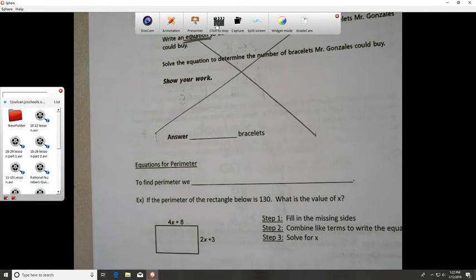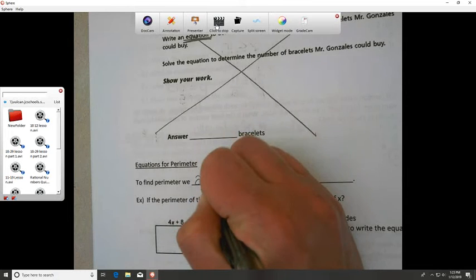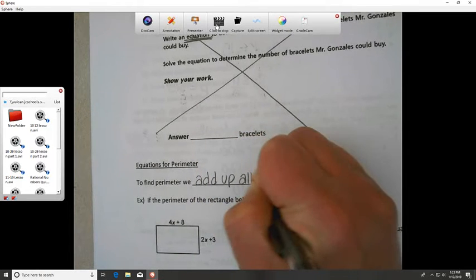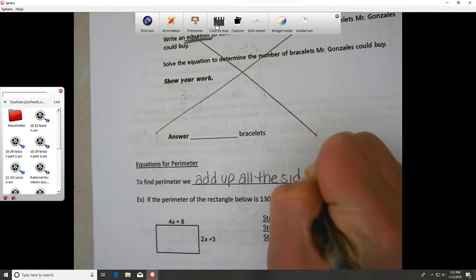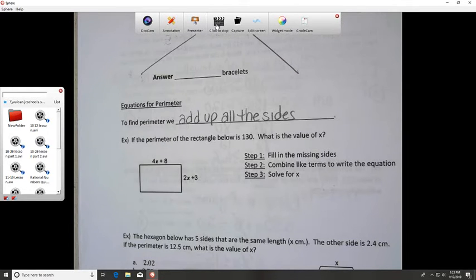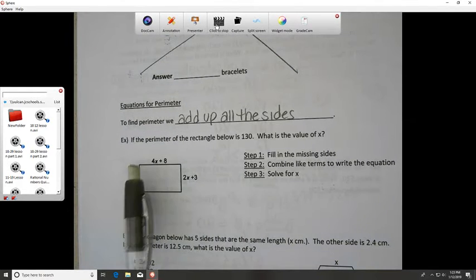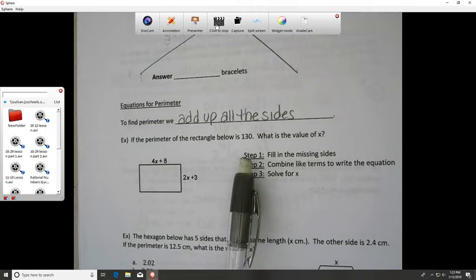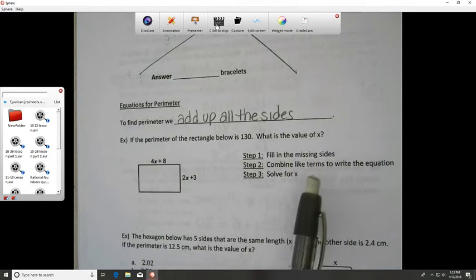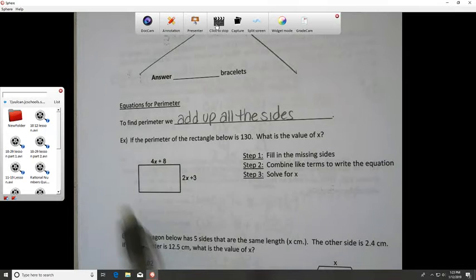So the last thing that we're going to talk about here that's on your quiz tomorrow is equations that involve perimeter of some shape. To find perimeter, we just add up all the sides. For example, this one says if the perimeter of the rectangle below is 130, what's the value of x? Step one, I'm going to fill in the missing sides because I have to add up all the sides, not just the ones that are labeled.